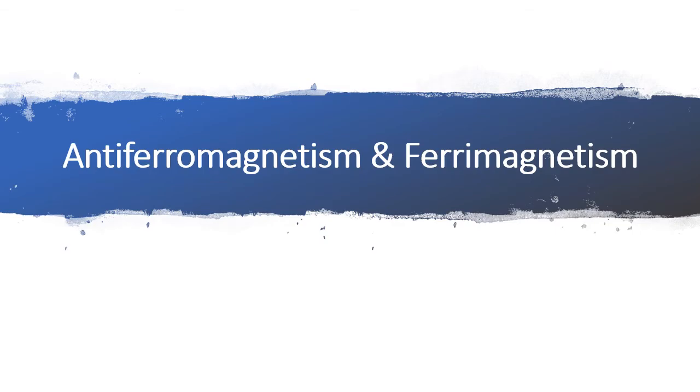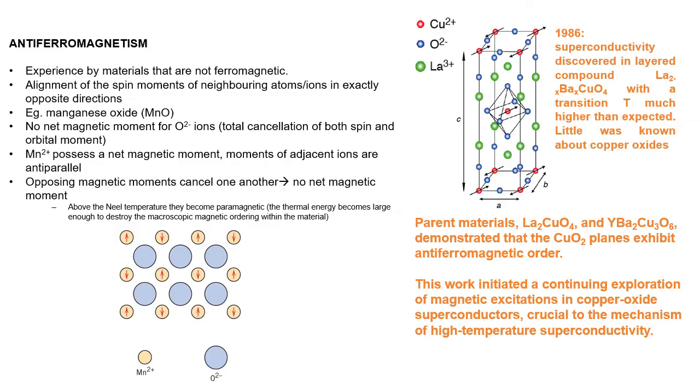Antiferromagnetism and ferrimagnetism. Antiferromagnetism is experienced by materials that are not ferromagnetic. The spin moments of neighboring atoms or ions align in exactly opposite directions, for example manganese oxide. There is no net magnetic moment for oxygen ions, due to total cancellation of both spin and orbital moment. Manganese ions possess a net magnetic moment, but the moments of adjacent ions are antiparallel, so opposing magnetic moments cancel one another, giving no net magnetic moment.